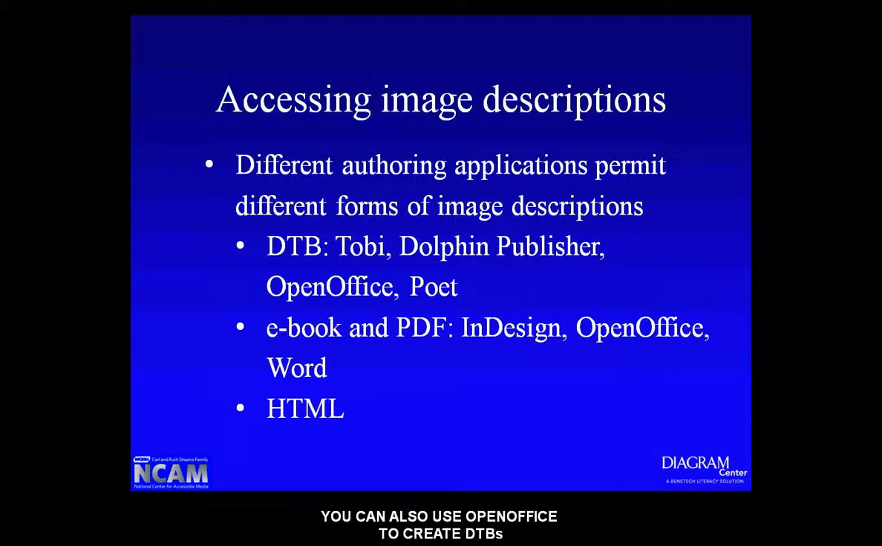You can also use OpenOffice to create DTBs from essentially Word documents. You can also use a tool from Bookshare called Poet, which is a free online tool for adding image descriptions to DTBs. You can learn more about Poet by visiting the Diagram website, in fact.